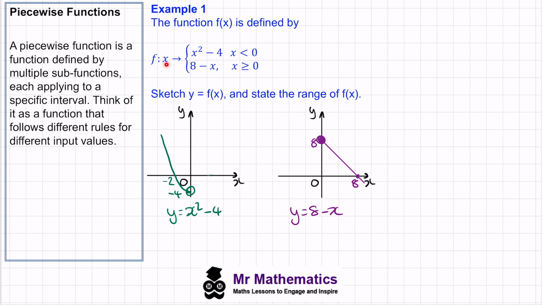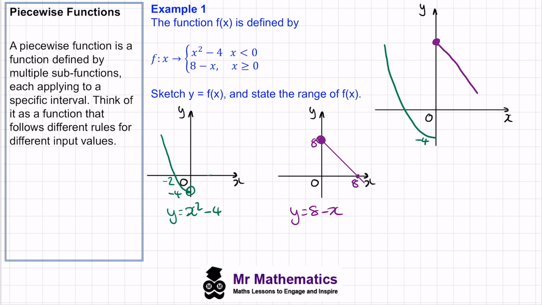So now to sketch f of x, we need to put these two subfunctions together. So we have our quadratic with an intercept of negative 4. And then our straight line has an intercept of positive 8, which is a full circle, and negative gradient. And I should also state that this is negative 2, and this value is positive 8. And we have a hollow circle at x equals 0. So this is the sketch of our piecewise function.